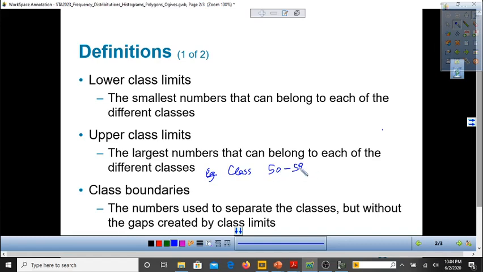in the class. If you had a number like 52 or 57 or 58.3, those would be allowed in this class. But if you have a value like 40 or 49 or 49.7 or 59.3 or 60, those would not be allowed in the class, because the lowest value allowed in the class is 50 and the highest value allowed in the class is 59. So 50 is the lower class limit, and 59 is the upper class limit.